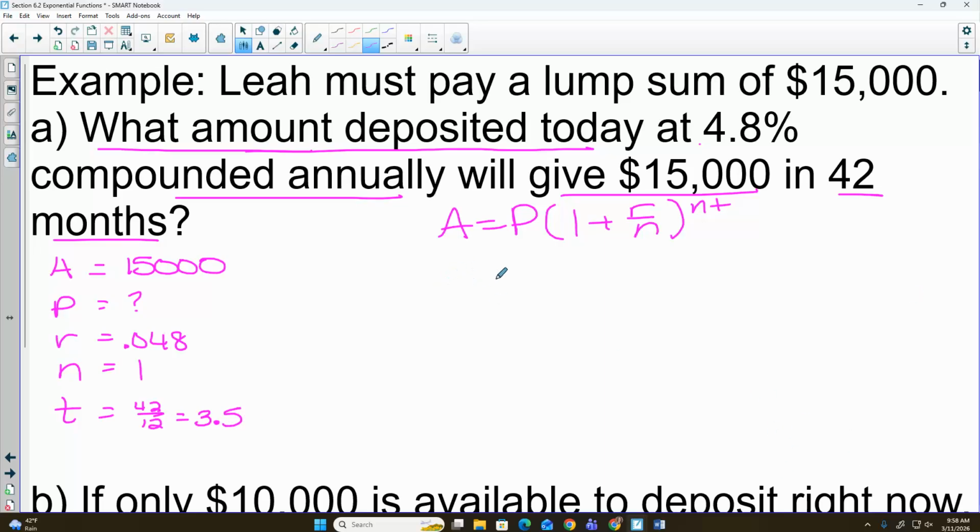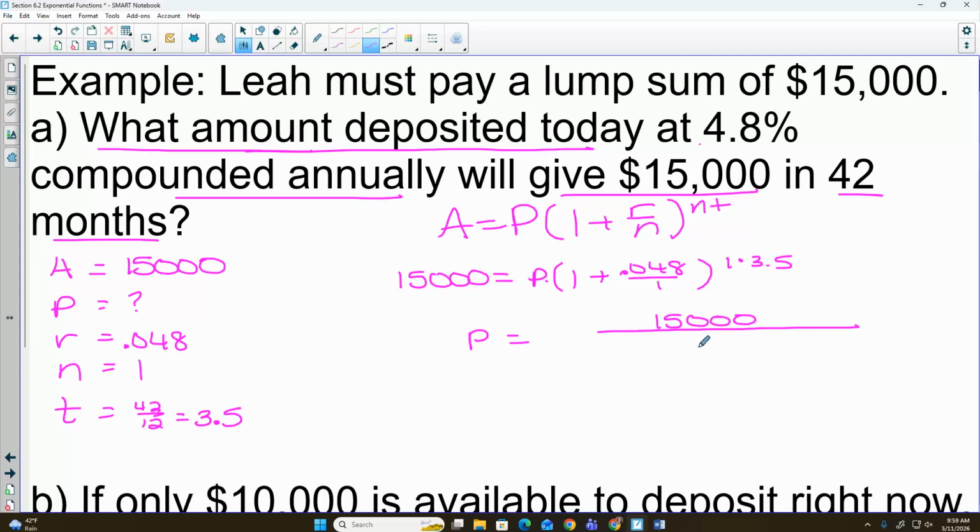So now we plug in. So my A is 15,000. P, 1 plus my R, 0.048, divided by N, which is just 1, to the 1 times 3.5 power. I want to get P by itself. P is multiplied with this. What's the opposite of multiplying? Dividing. So to find my P, I have to do 15,000 divided by this whole thing.